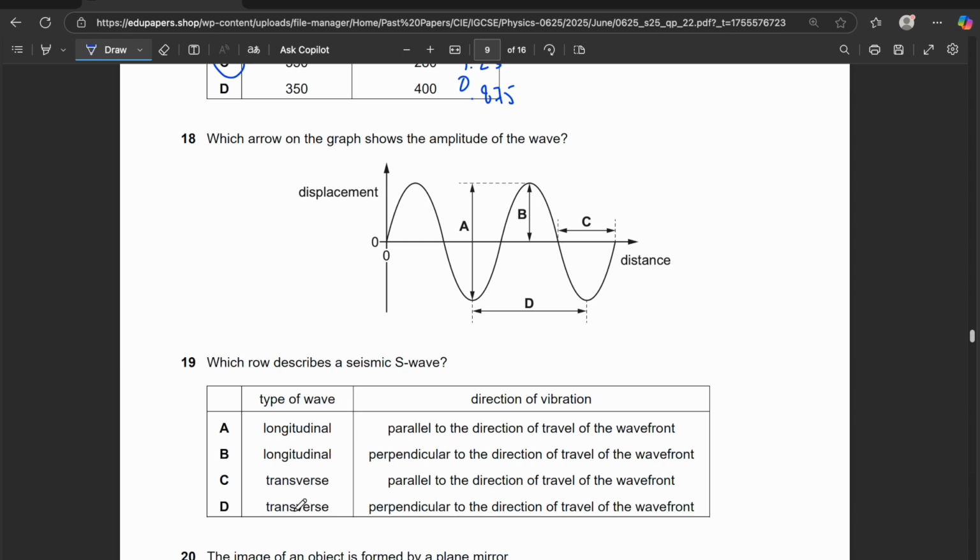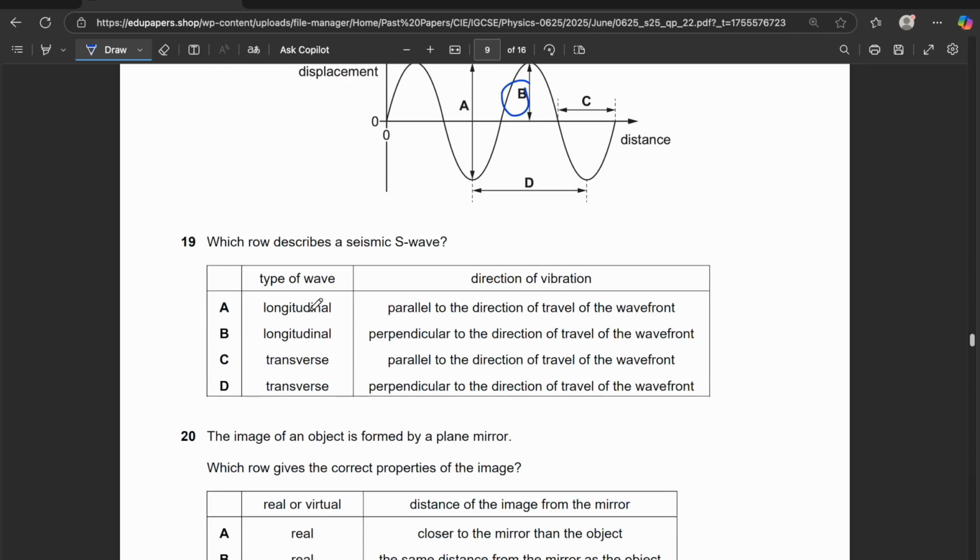18. Which arrow on the graph shows the amplitude of the wave? So amplitude is just from the rest position to the highest point, so B. 19. Which rule describes a seismic S wave? So S wave is transverse. This is something that you have to remember, and because it is transverse, it will be perpendicular to the direction of travel of the wavefront.